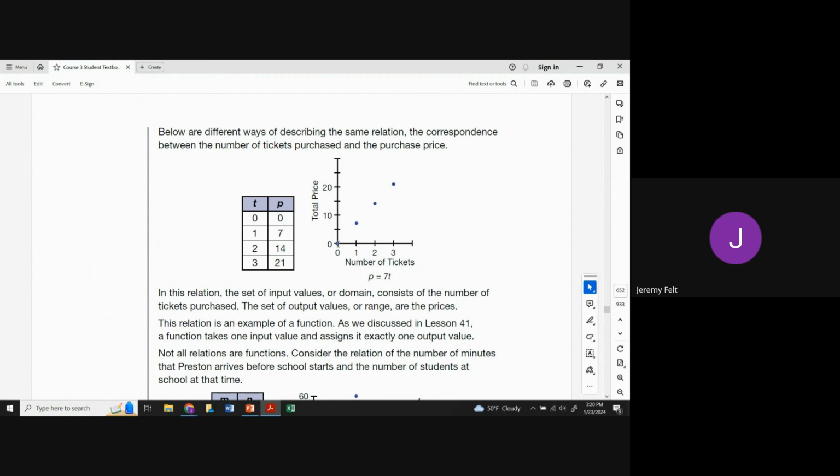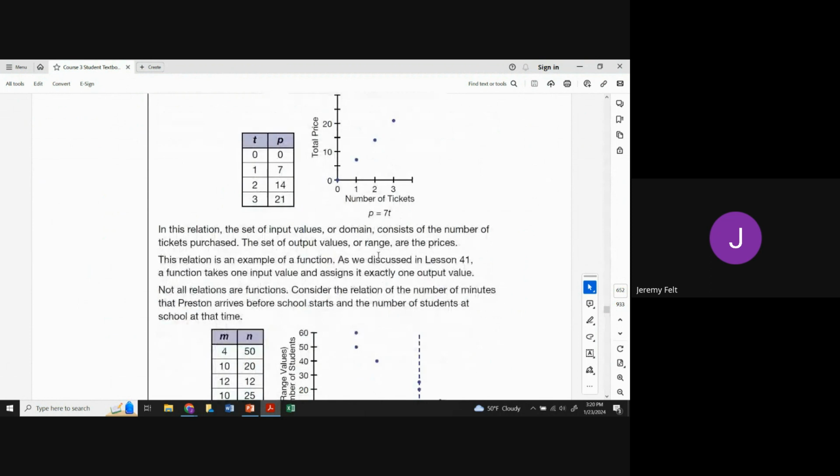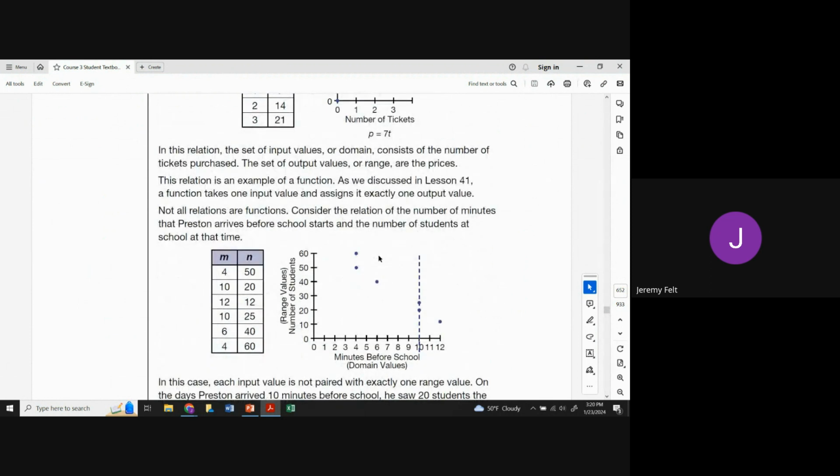If we buy 0 tickets, cost 0. If we buy 1, it's 7. 2, 14. 3, 21, and so on. Not all relations are functions. That's important to know. So we can still graph different points. Just because we have points on a graph doesn't mean it's a function.